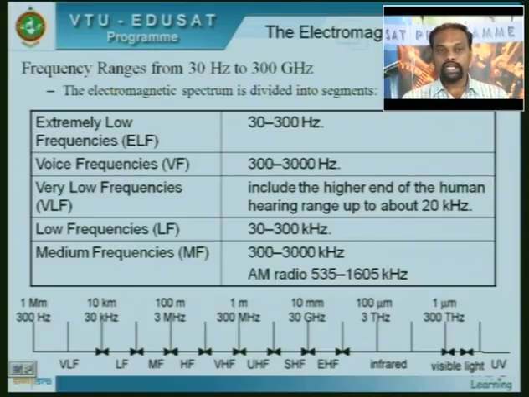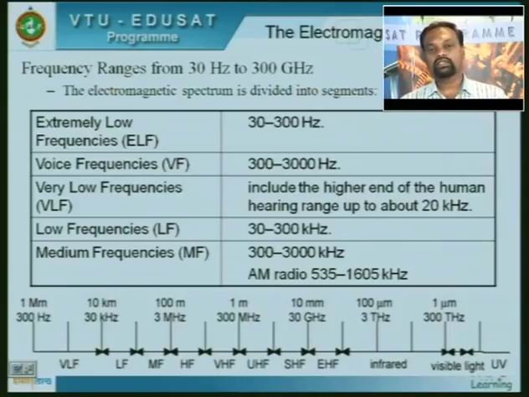Now the next important frequency spectrum is the frequencies which all of us can hear, a range that starts from 30 hertz to 20 kilohertz, or we can generally call it 20 hertz to 20 kilohertz. This is what we call the audio frequency range.